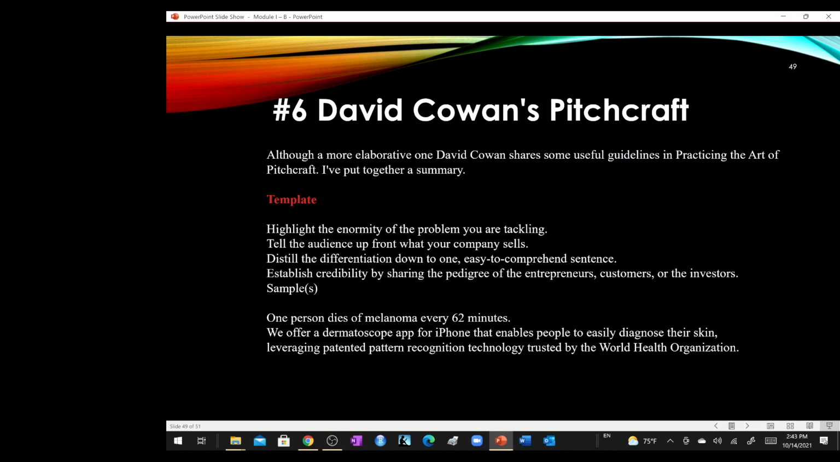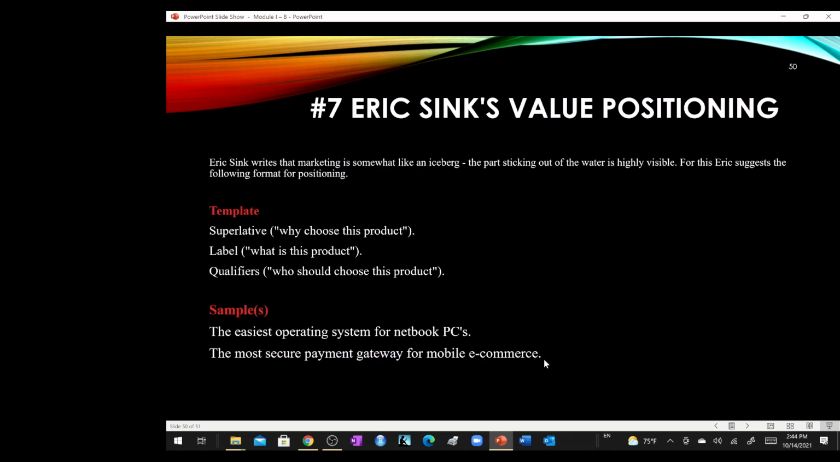A dermatoscope app for iPhone that enables people to easily diagnose their skin, leveraging patented pattern recognition technology trusted by the World Health Organization. Look at that. Associating themselves with the WHO, then talking about being patented. So this is a unique selling point. Nobody else can use their algorithm, their pattern recognition technology, because it's patented.